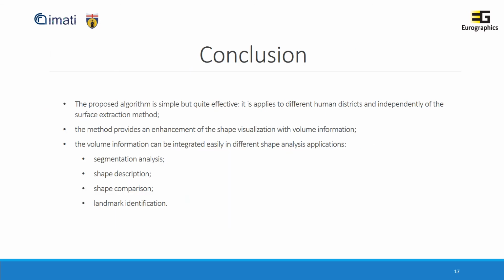Concluding, the proposed method is simple but effective. Its simplicity permits to apply it to different human districts and independently of the surface extraction method. The immediate result of the method is to provide an enhancement of the shape visualization with the volume information. The volume information can be integrated easily in different shape analysis applications, such as segmentation analysis, shape description as seen for the articulation region characterization, shape comparison as in the erosion identification case, and landmark identification such as in the ligament insertion site.